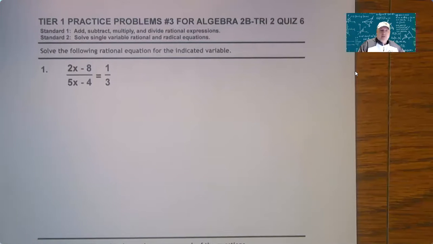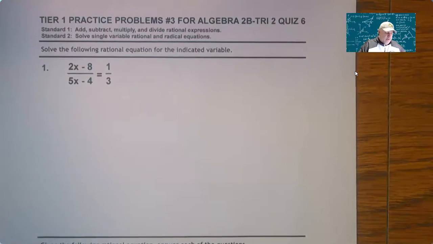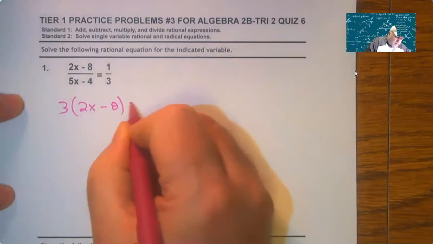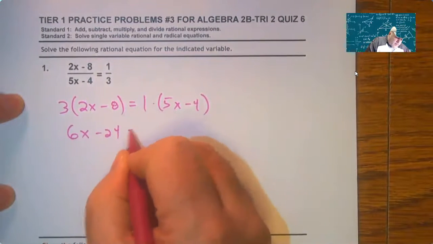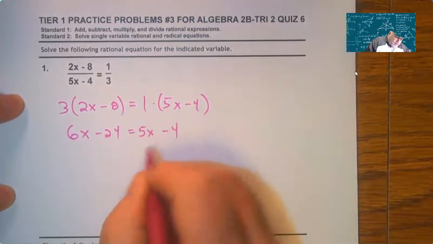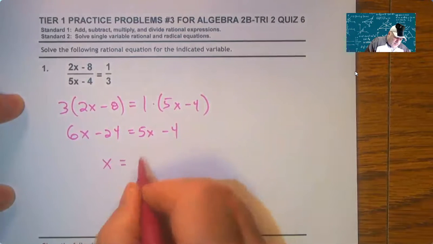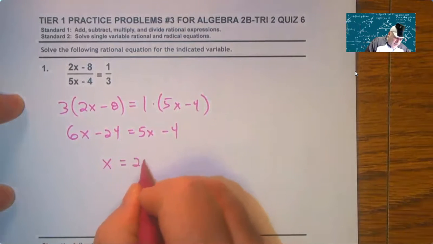This is practice quiz 3 for quiz 6 in Algebra 2B in the second try. So number 1, you want to do this cross product, which is very simple to do and to solve. So 6x minus 24 equals 5x minus 4, and x would equal, add 24 minus 4 would be 20.